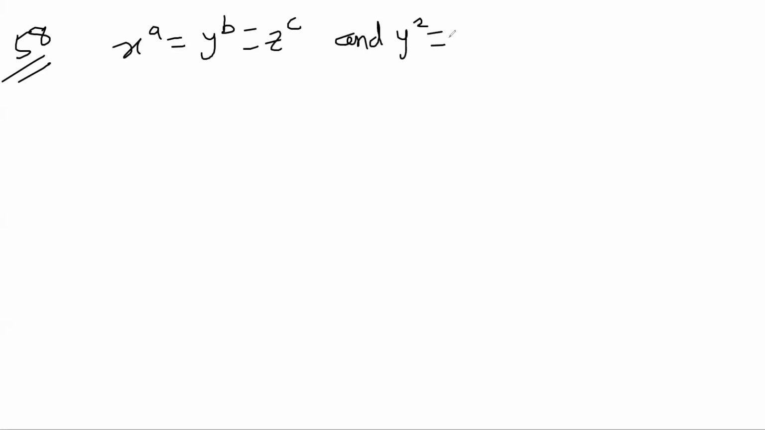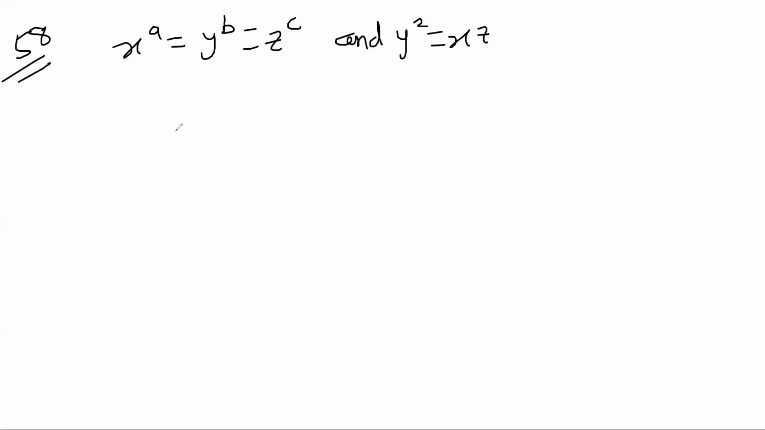Okay, next, question 58, first. Only one is there actually. x raised to a is equal to y raised to b is equal to z raised to c, and y square is equal to xz. Prove that b is equal to 2ac upon a plus c.